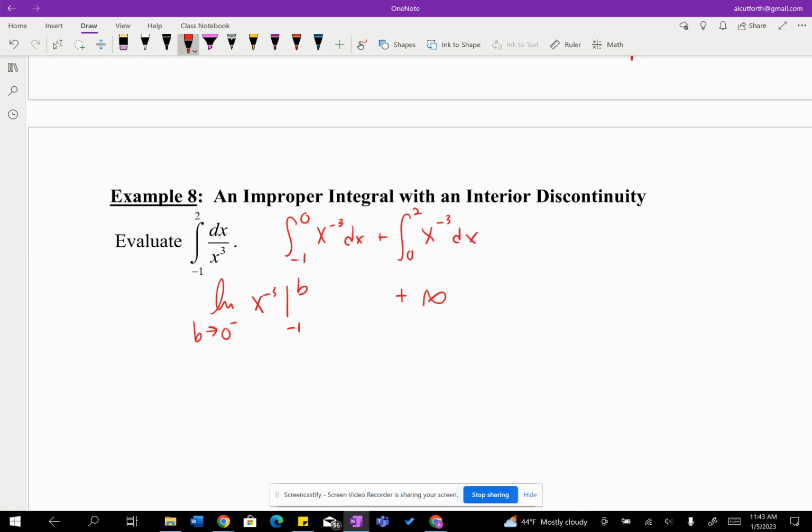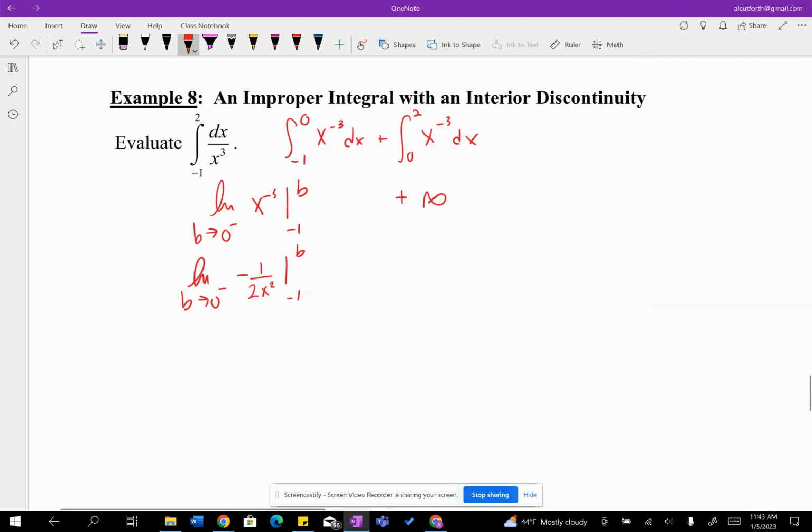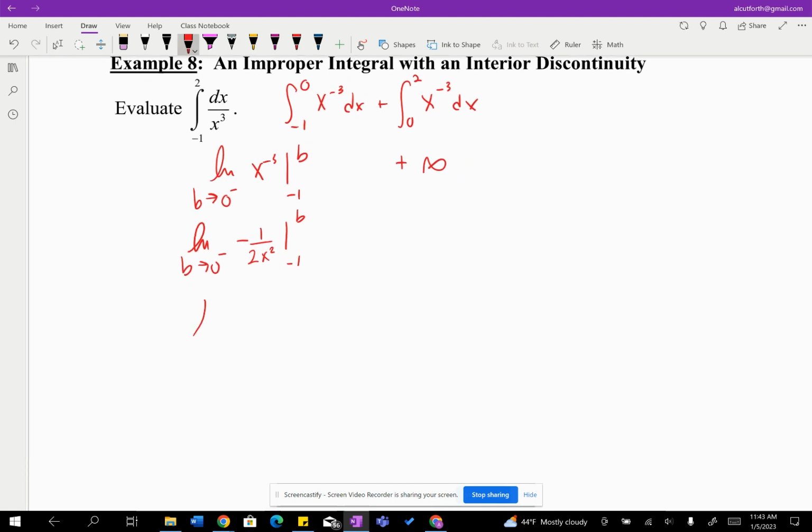we would replace the 0 with a b. We do the limit as b approaches 0 from the left. The antiderivative is -1 over 2x squared, just like we saw in the last problem. Plug in b. Plug in -1.